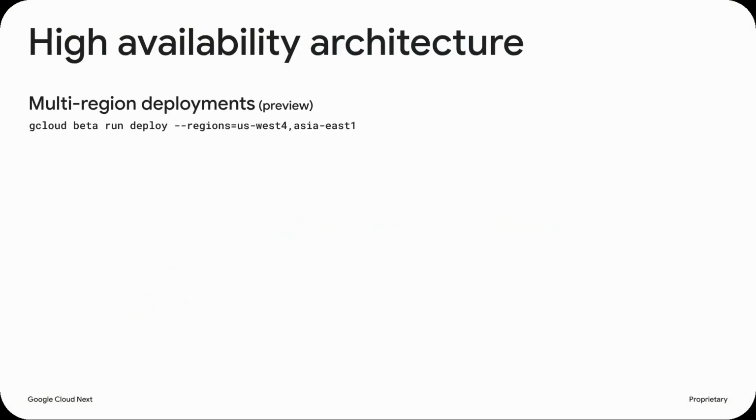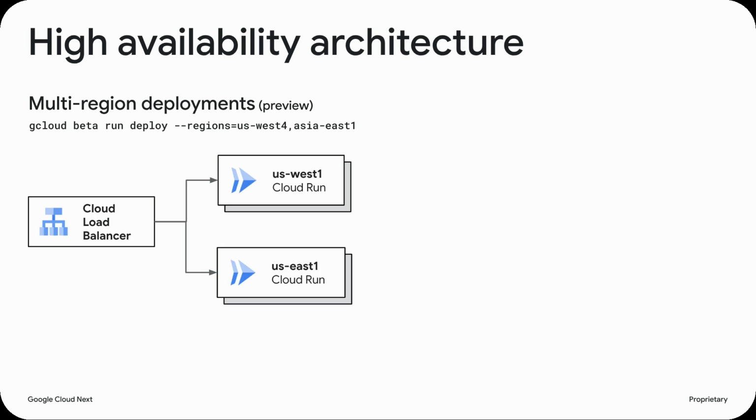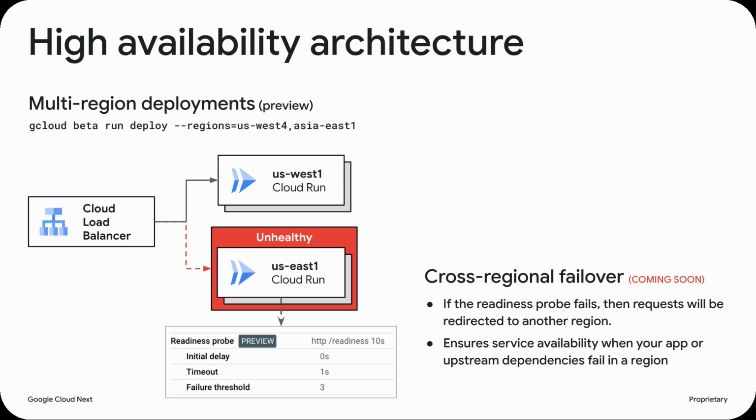So if you want a multi-region deployment, you can now use a single gcloud command to deploy your Cloud Run service to multiple regions at the same time. If you put your multi-region Cloud Run service behind a single Google Cloud load balancer, your end-user traffic will be automatically sent to the closest region. And coming soon, you'll be able to configure cross-regional failover. So you can create a readiness probe. And if that readiness probe fails due to a problem in your app or an upstream dependency, then your end-user traffic will be sent to the closest healthy region.